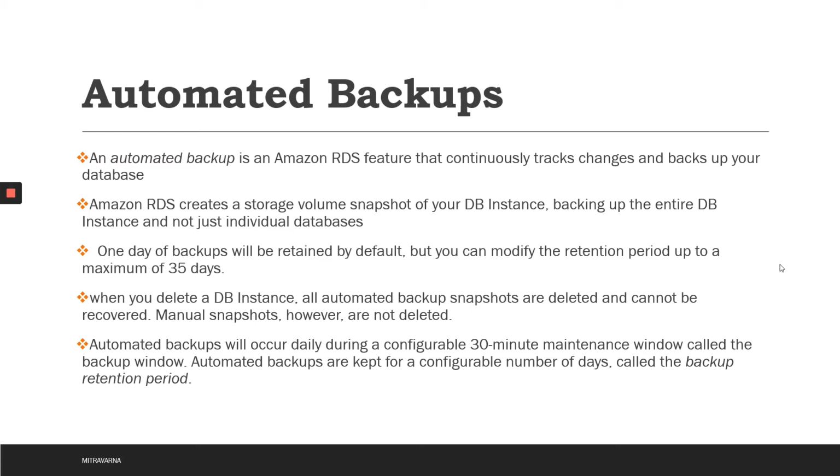When you delete a DB instance, all automated backup snapshots are deleted and cannot be recovered. Manual snapshots, however, are not deleted. This is one major disadvantage of automated backups. If you enable automated backups, it will continuously take backups based on some periodic time. But if you delete a DB instance, all the automated backups taken will also be deleted. But if you go for a manual snapshot, it will be kept until you explicitly delete the manual snapshot from AWS, from the cloud.